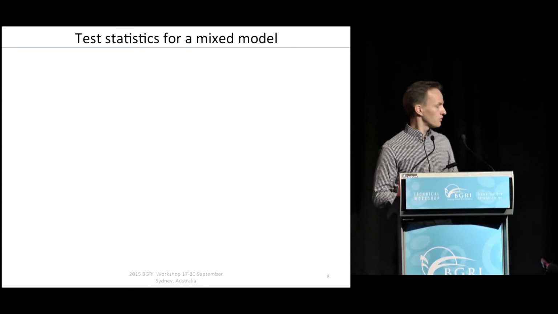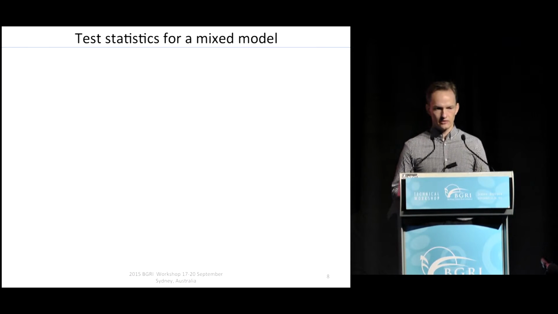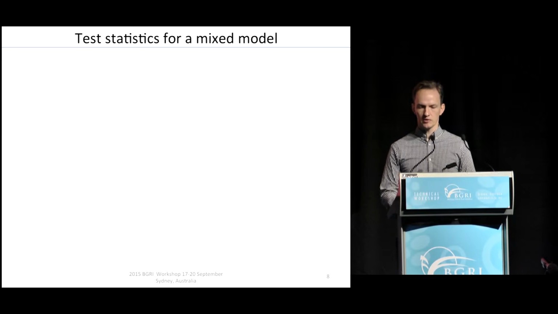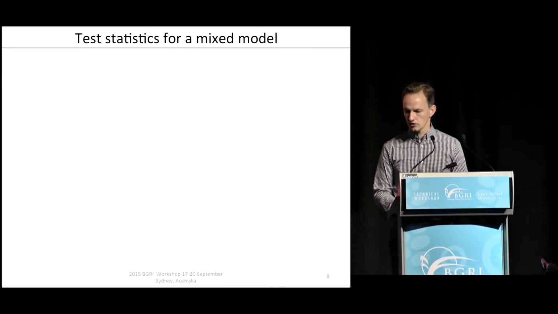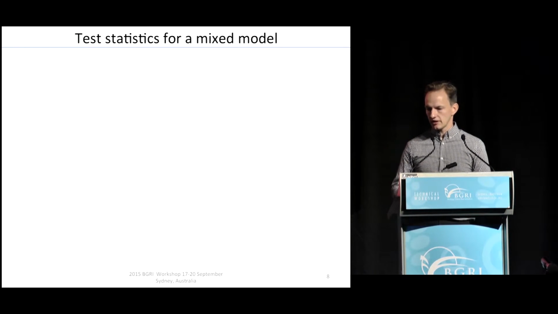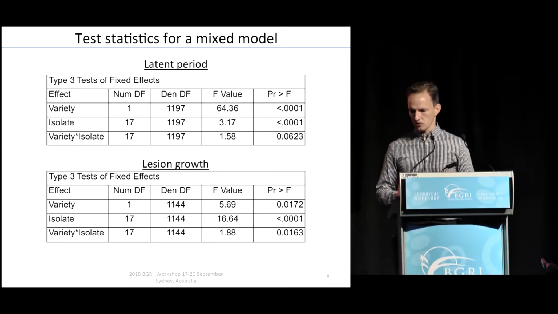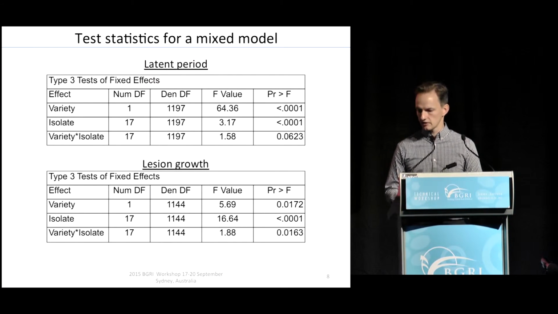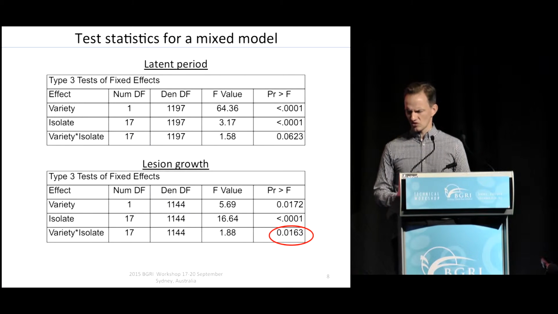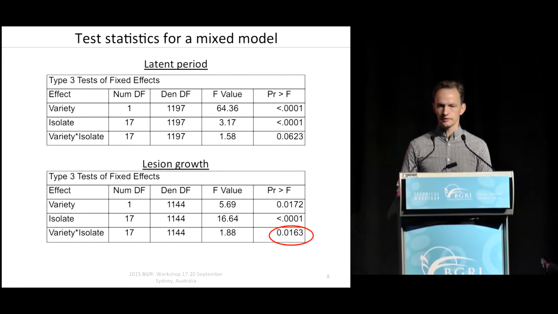Of course, we were not really interested in the effect of experiment in this study. We just did 3 replications of the whole experiment to generalize the study. So the data was analyzed in a mixed model with experiment as a random factor. Both for latent period and lesion growth, we had a significant effect of variety and also a significant effect of isolates. But for lesion growth, we also saw a slightly significant effect of variety-isolate interaction.